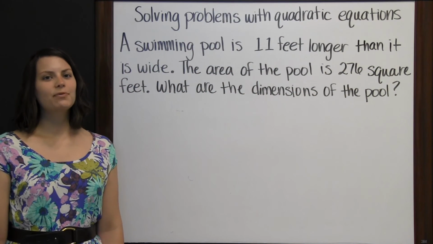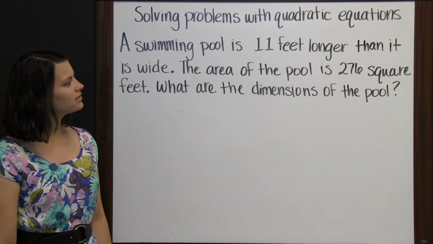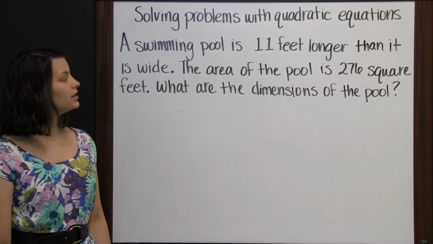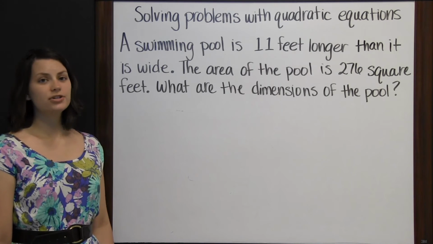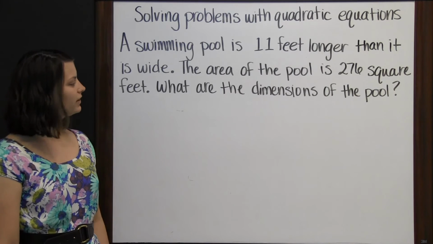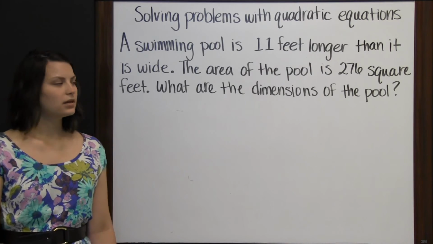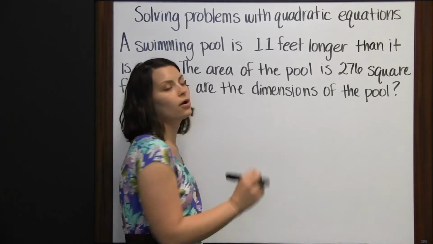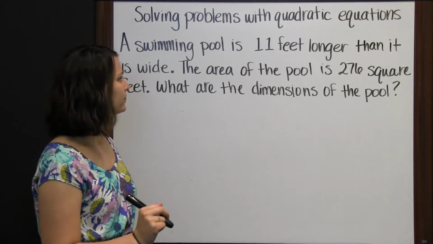Solving problems with quadratic equations. A swimming pool is 11 feet longer than it is wide. The area of the pool is 276 square feet. What are the dimensions of the pool? Dimensions being our length and our width.